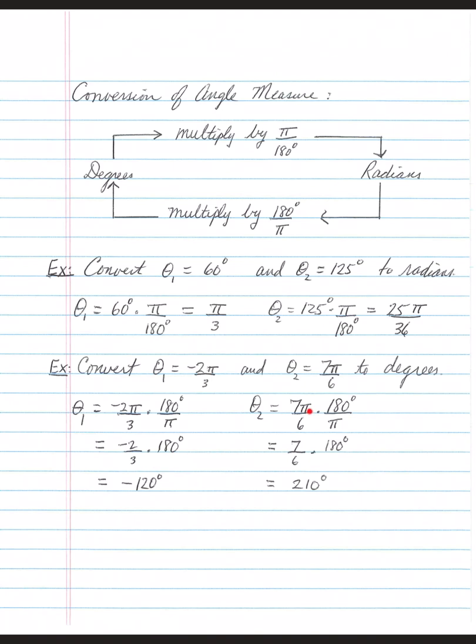7 pi over 6 converted to degrees. Again, the pi's cancel. 7 sixths times 180. 6 goes into 180 30 times 7.